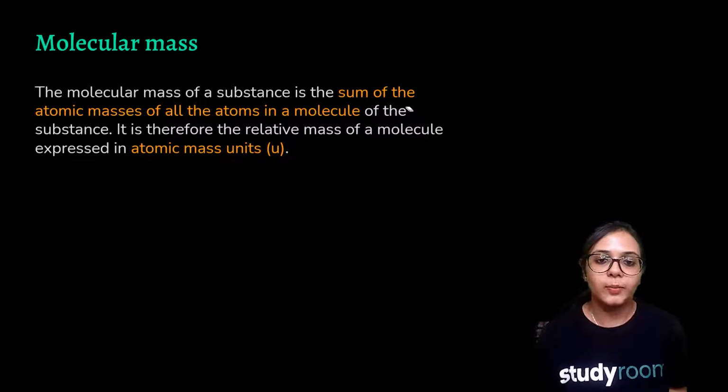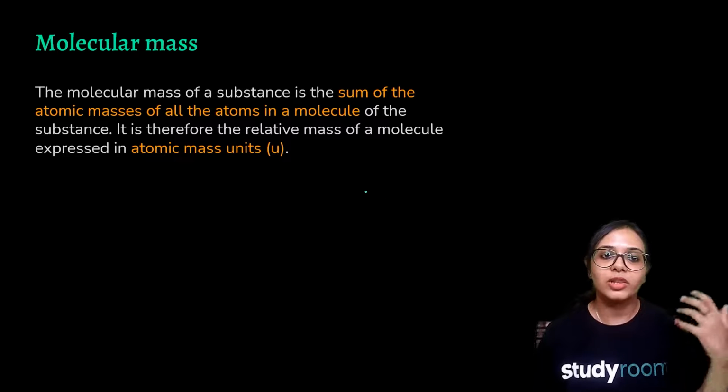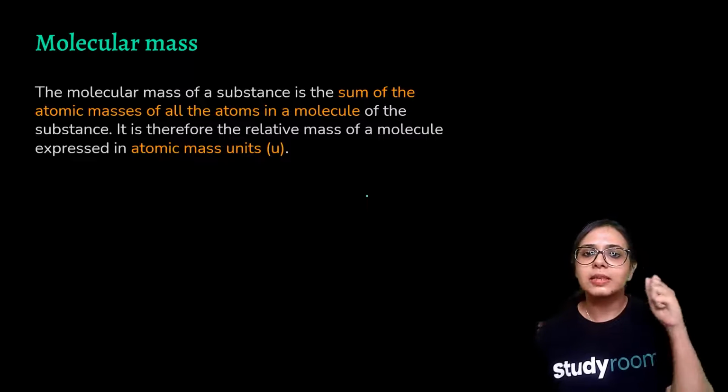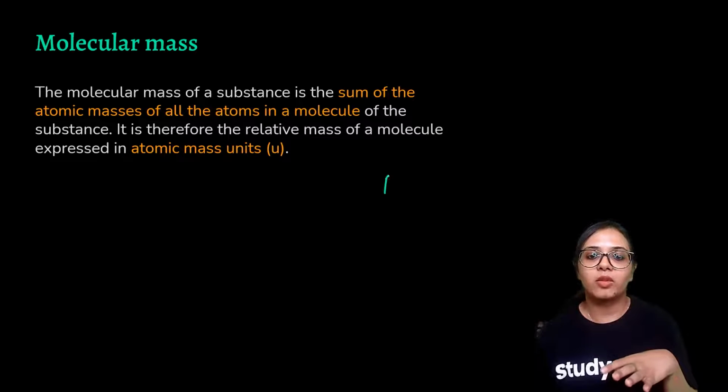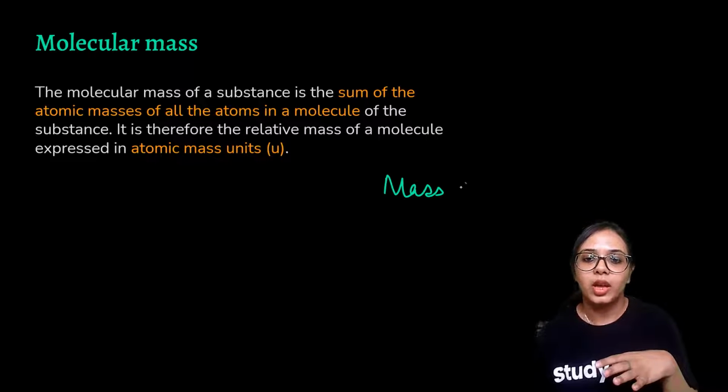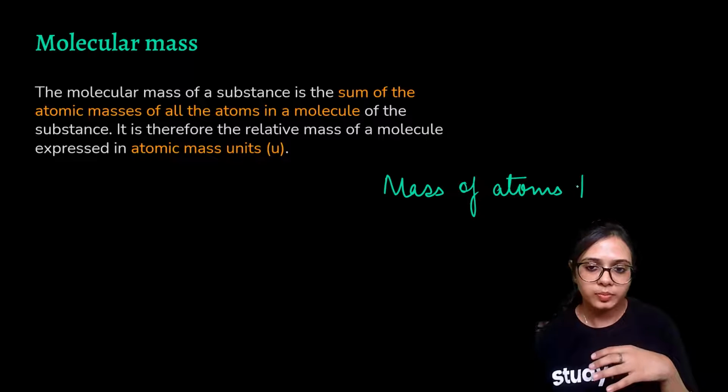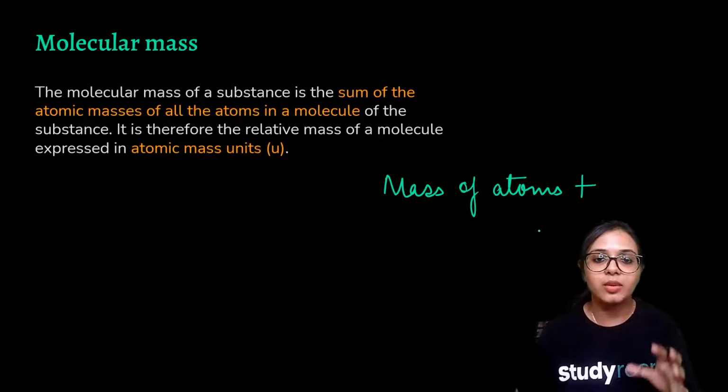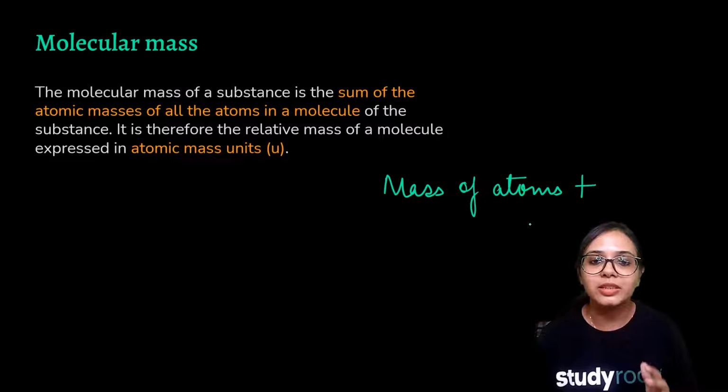So we know that atoms combine together to form molecules. When we have to calculate the molecular mass, we will simply be adding all the masses of the atoms. We will be combining them, and the resultant value that we get will be the molecular mass. It is therefore the relative mass of a molecule expressed in atomic mass units.